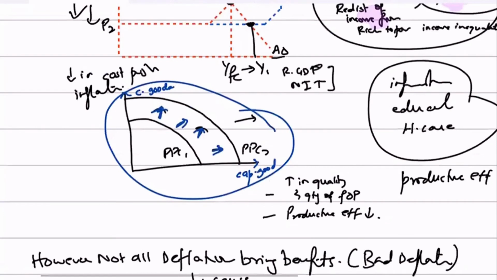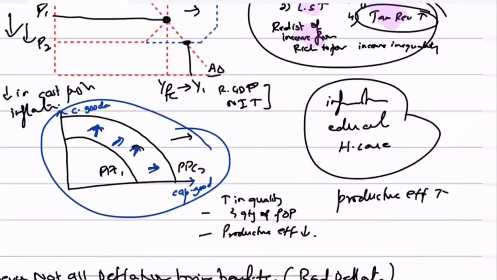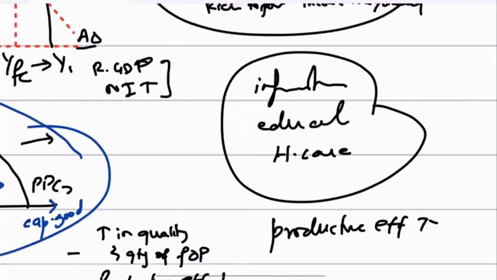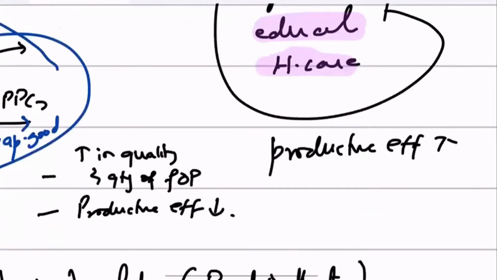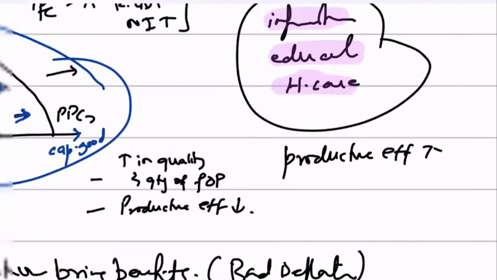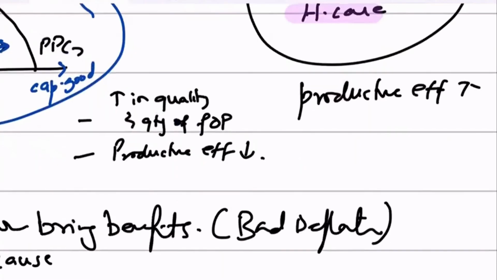So the reasons why your long run aggregate supply might shift outwards, or you can say the reasons why deflation could increase because of a shift in LRAS, is because of a rise in infrastructure investment by the state, or a rise in investment in education by the state or the private sector, or a rise in investment in healthcare. So these are the reasons why your LRAS shifts outwards.